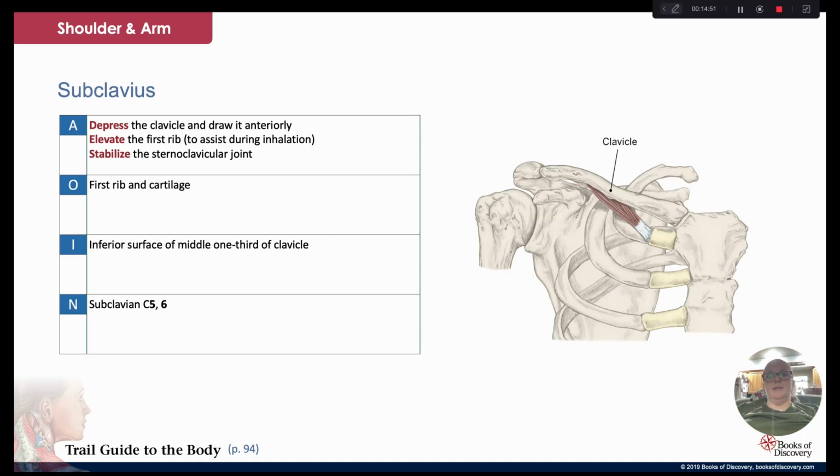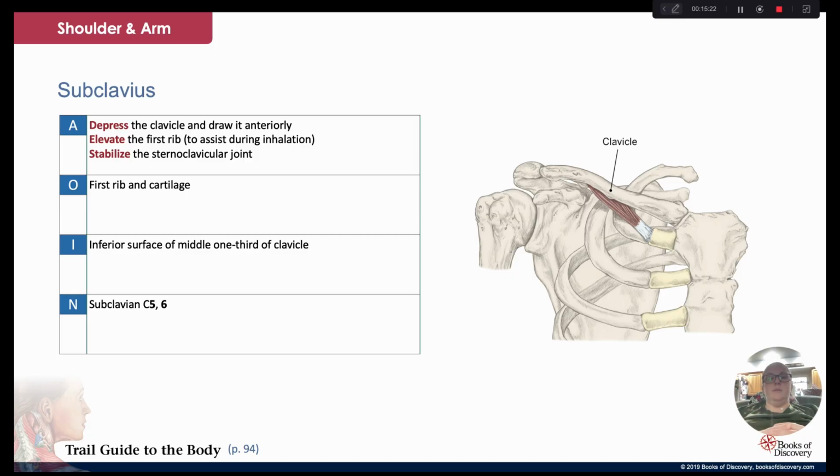Subclavius. So this is a tiny, tiny little muscle that mainly just doesn't do a whole lot. So it helps to draw or depress the clavicle down anteriorly, it says. And then also elevates that first rib. So when you're breathing, it needs to pull that rib kind of out of the way a little bit. So the subclavius will help with moving that rib.